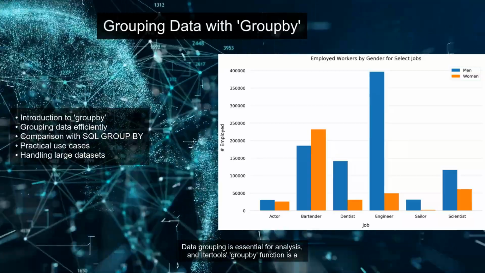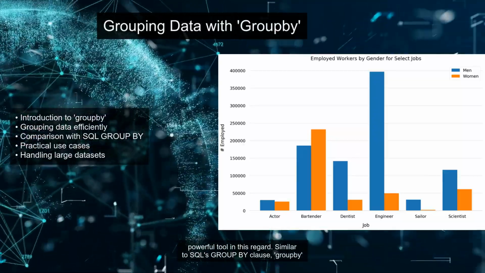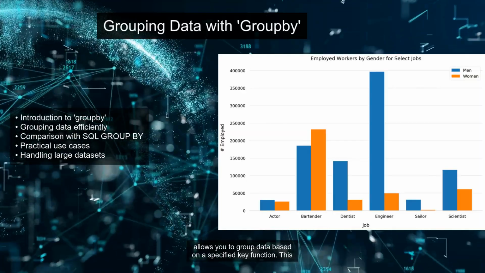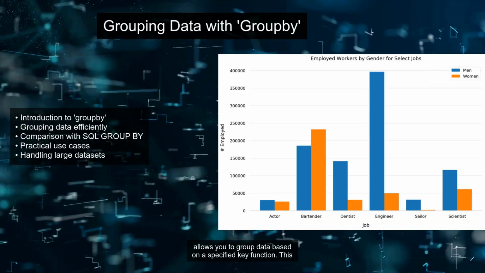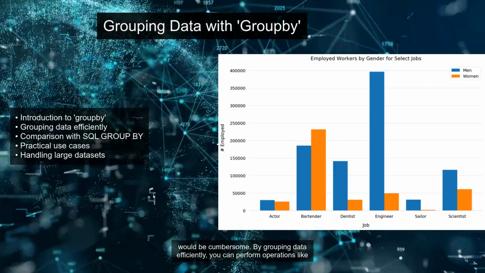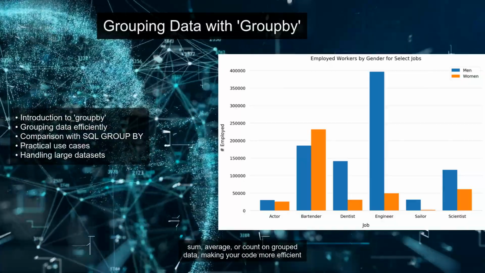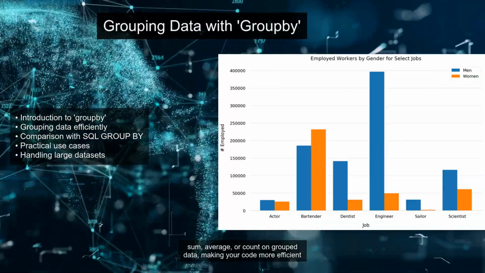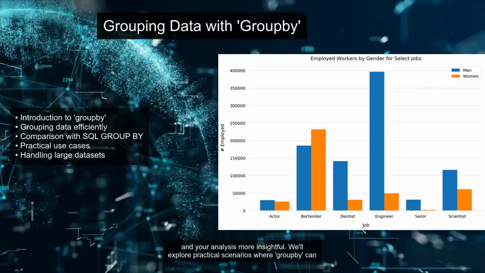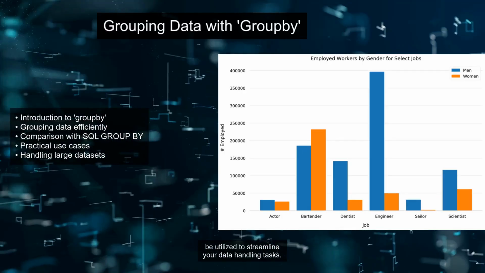Data grouping is essential for analysis, and Itertools' groupby function is a powerful tool in this regard. Similar to SQL's GROUP BY clause, groupby allows you to group data based on a specified key function. This can be particularly useful when dealing with large datasets where manual grouping would be cumbersome. By grouping data efficiently, you can perform operations like sum, average, or count on grouped data, making your code more efficient and your analysis more insightful. We'll explore practical scenarios where groupby can be utilized to streamline your data handling tasks.